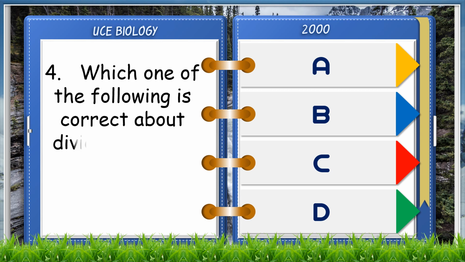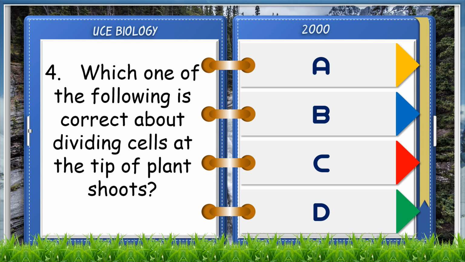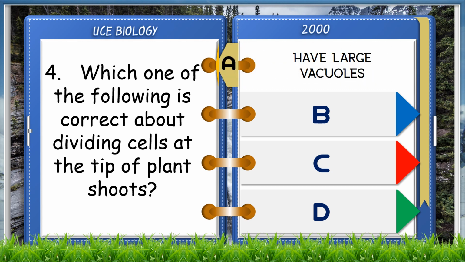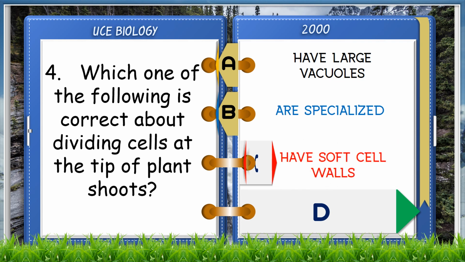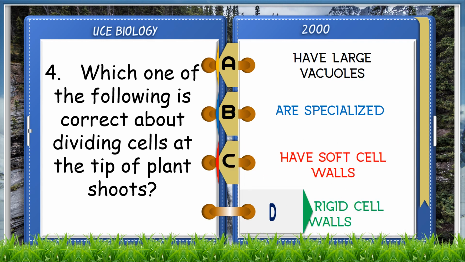Which one of the following is correct about dividing cells at the tip of the plant shoots? A. Have large vacuoles. B. Are specialized. C. Have short, soft cell walls. D. Have rigid cell walls. The answer is C. Have soft cell walls.